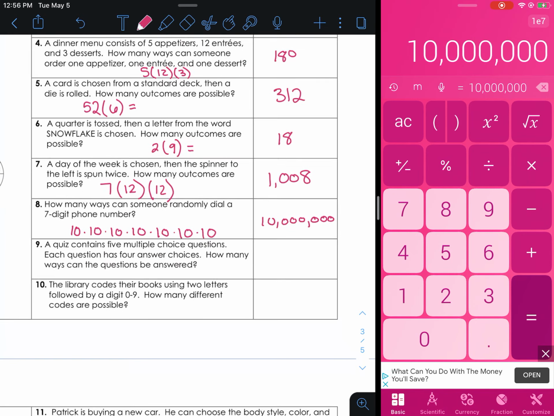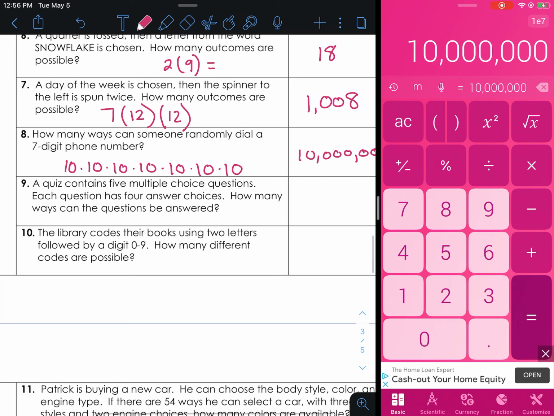All right, so a quiz has 5 multiple choice questions, so 5 multiple choice, and 4 answer choices for each. So that means that there are 20 possible solutions.